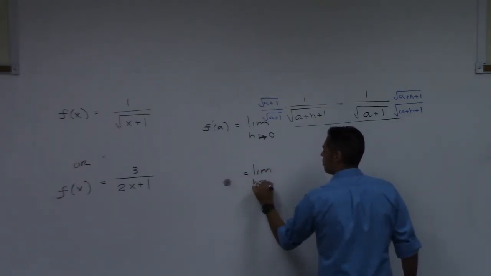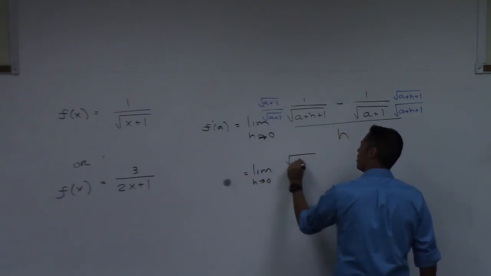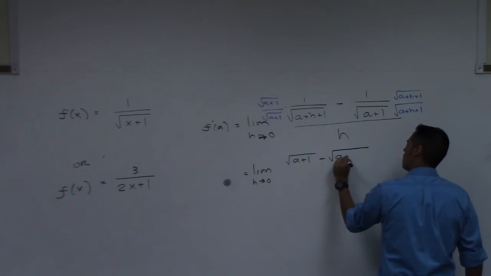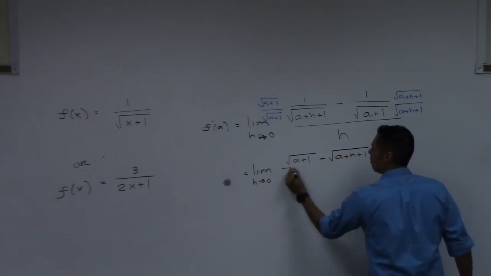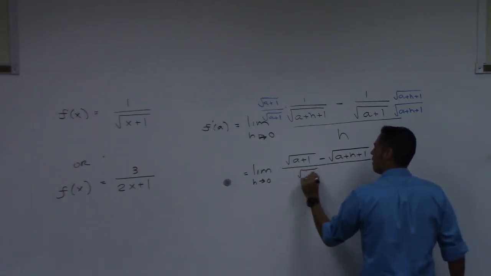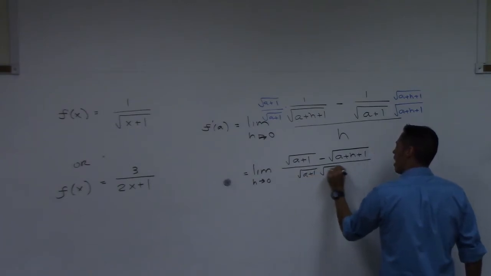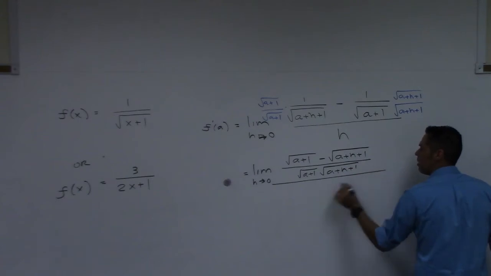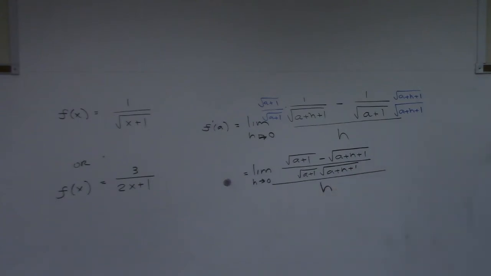Limit as h goes to 0. I have root a plus 1 minus root a plus h plus 1 all over root a plus 1 times root a plus h plus 1, all of that over h. Now I'll explain what the heck just happened there. Just make sure you're with me here.